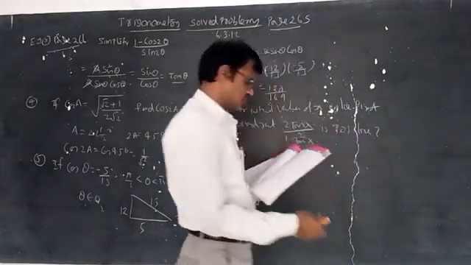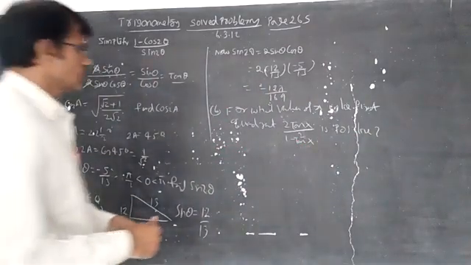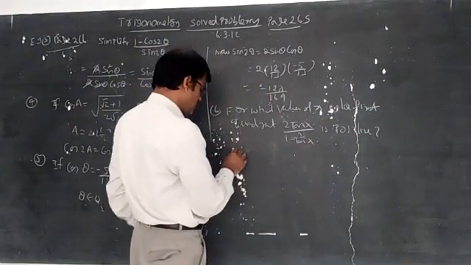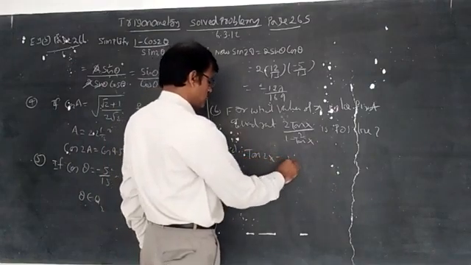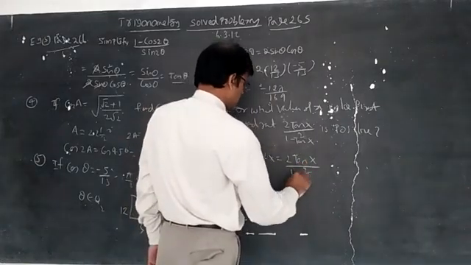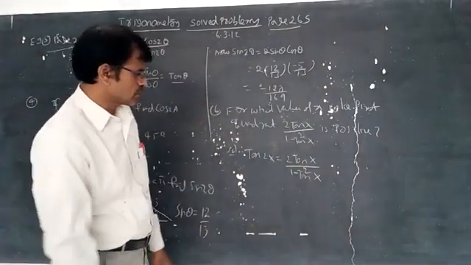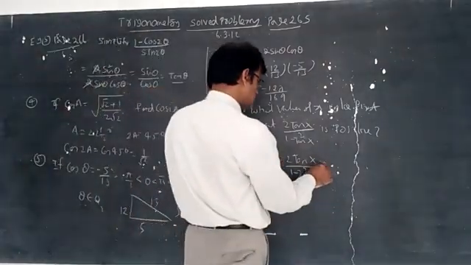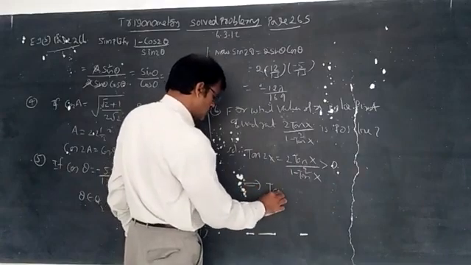This is the question. Is positive? Let us remember the formula: tan 2x is equal to 2 tan x by 1 minus tan square x. This is positive, that means greater than 0.